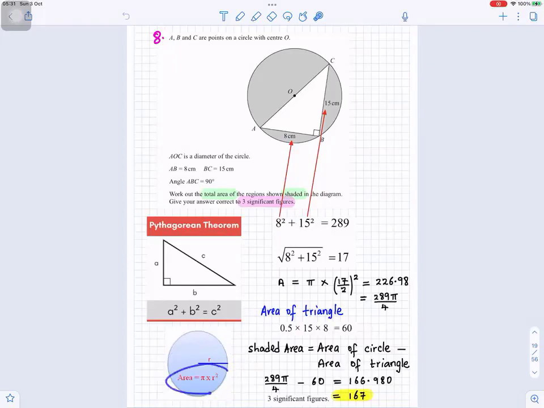So we have used area of a circle, pi radius squared. It's down there, the formula, pi radius squared. Area of a triangle, half base times height. Area of circle minus area of triangle is equal to the shaded area. And we've also used Pythagorean Theorem to find the length of the diagonal AC, the diameter AC, and half of that to get the radius.